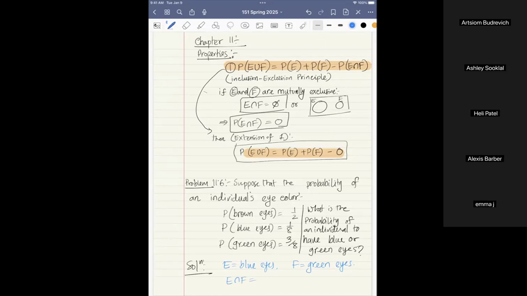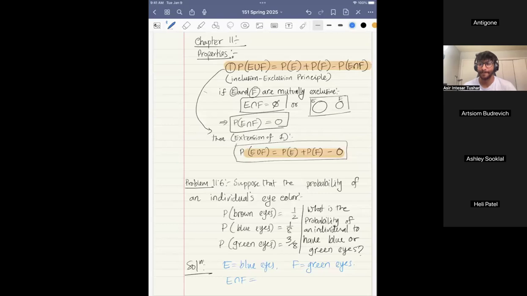Is it 1/8 and 3/8? No, those are the individual ones. So I'm saying if you have blue eyes, you cannot have green eyes, or if you have green eyes, you cannot have blue eyes. So that means they do not have what? Any common element, right? So it'd be none, empty. Yeah, it's going to be empty.